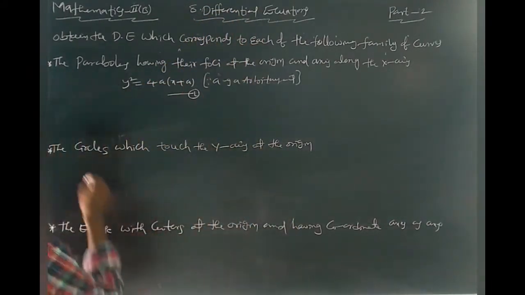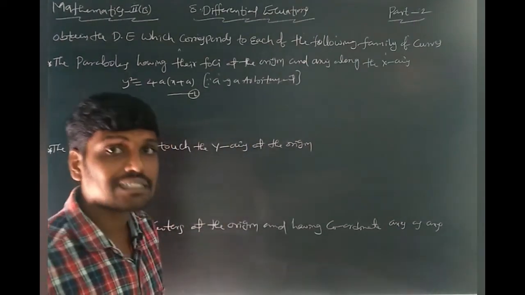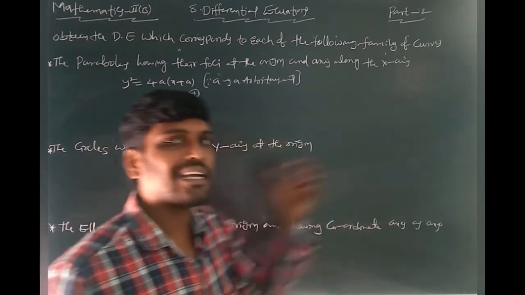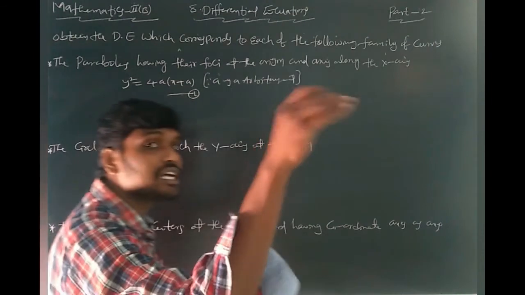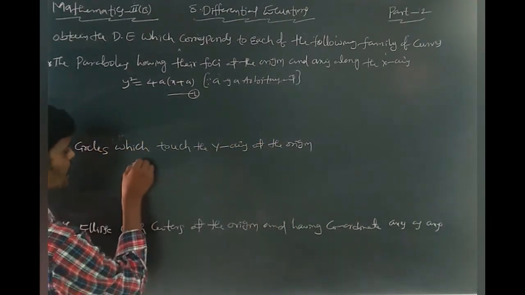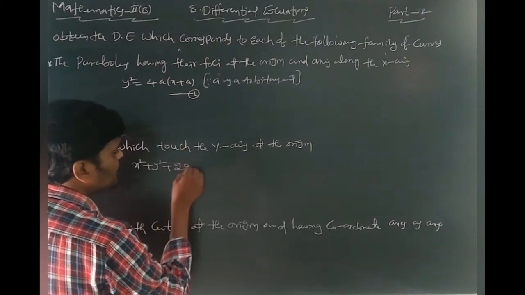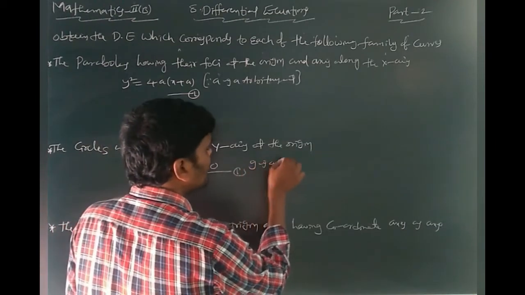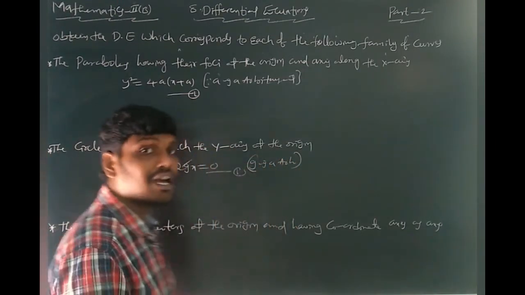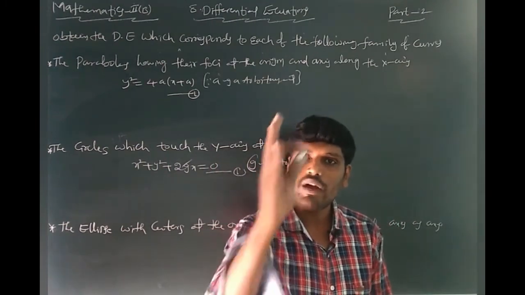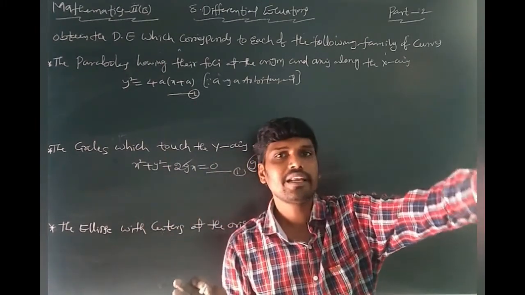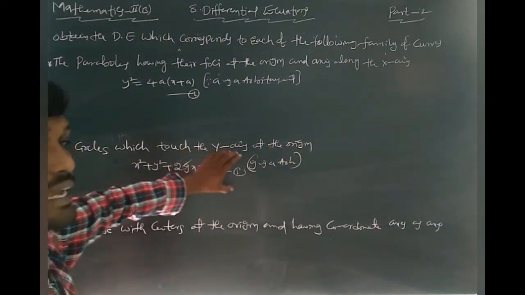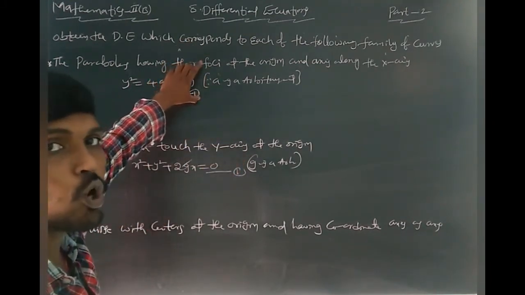Total 2 marks. The second one: the circle which touches the y-axis at the origin. This equation also comes from the geometry part on the circle. I can write the equation directly. The circle which touches the y-axis at the origin has equation x square plus y square plus 2gx equal to 0. Here g is an arbitrary constant. You take the derivative one time in this equation, eliminate g, and you get the differential equation. This is the hint for the second homework problem, and that was the hint for the first homework problem.